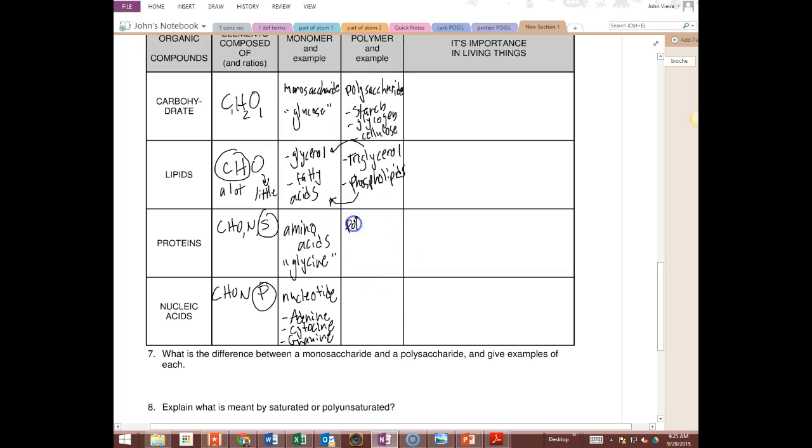Proteins form polypeptides, polypeptide chains, and that's pretty much what a protein is. An example of a protein are all of our enzymes. Okay? Nucleic acids, we got DNA and RNA. Deoxyribonucleic acid and ribonucleic acid.